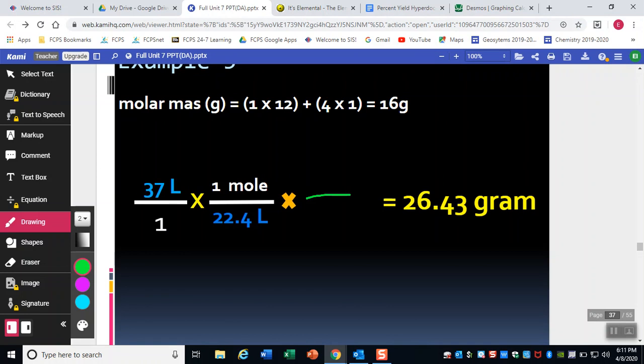And they left this off here. So this would be 1 mole is 16 grams. Okay. And that's filling this out, the 12, that's finding the molar mass.